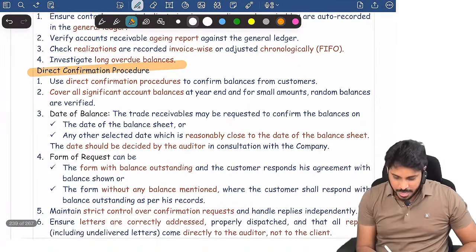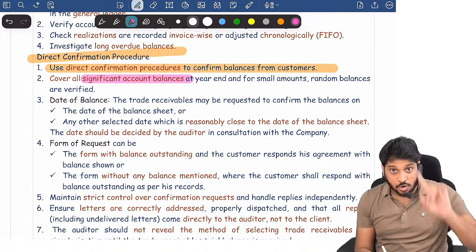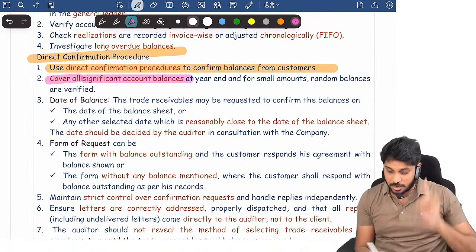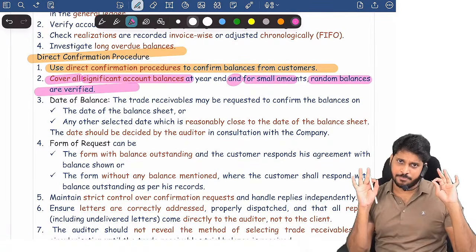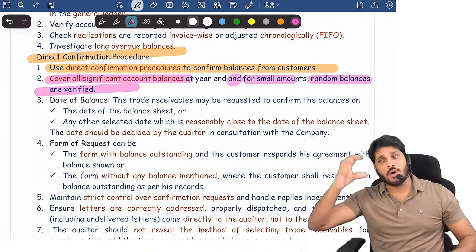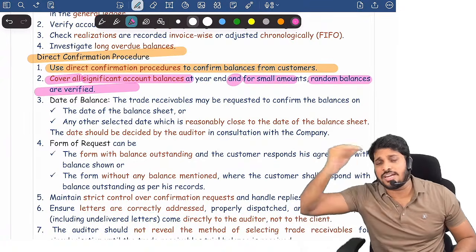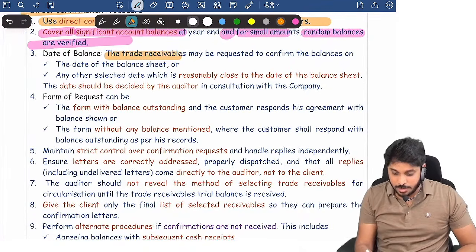Use the direct confirmation procedure. For all significant account balances, do direct confirmation, whereas for small amounts, you verify randomly. For all significant debtors, send direct confirmation. For small items, you can send NCR, a non-negative confirmation request. And remember, the trade receivable may be requested.